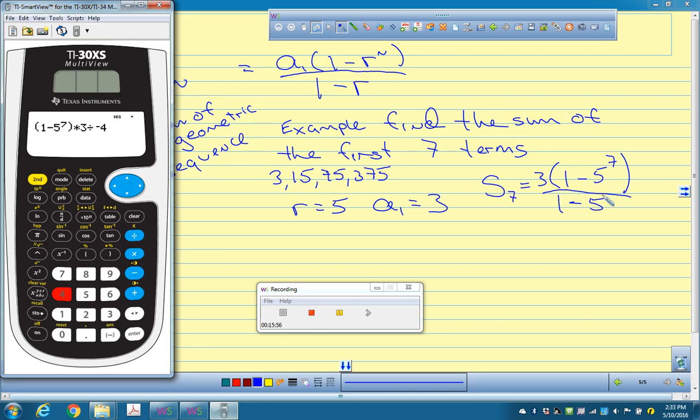I did the parentheses first. Then I multiply by 3 because it doesn't matter which side that 3 is on. And then 1 minus 5 is negative 4. Then if I hit enter, I get that the sum of the first 7 terms of that sequence is 58,593. Isn't that cool? It's kind of cool that you can find the sum of a geometric sequence using that formula. If you're interested in where that comes from, I'd be happy to do a derivation of it.